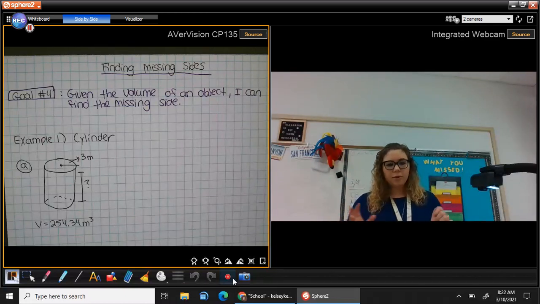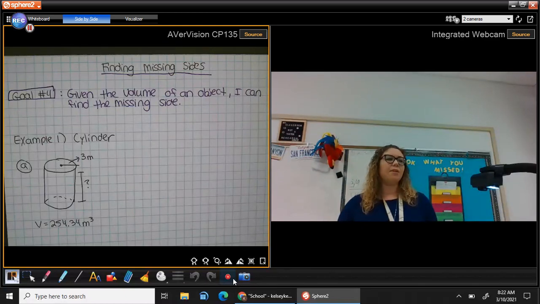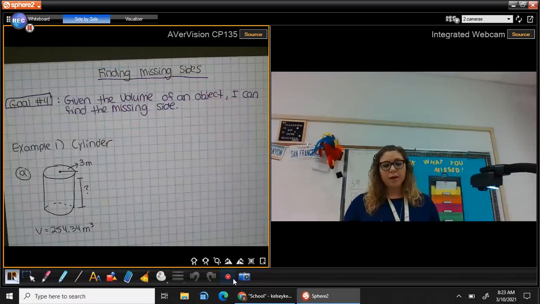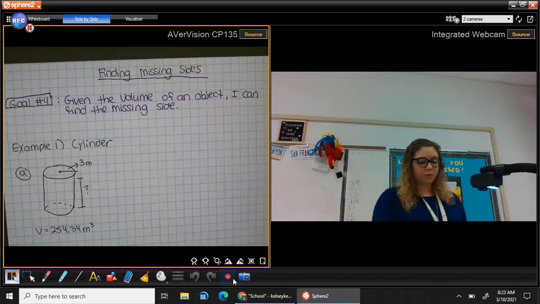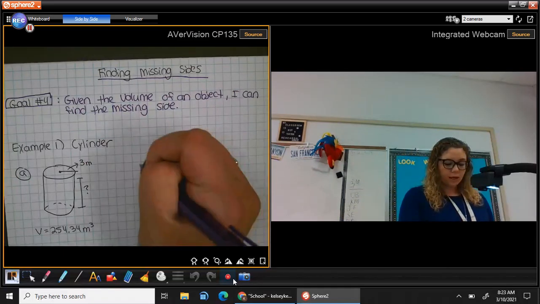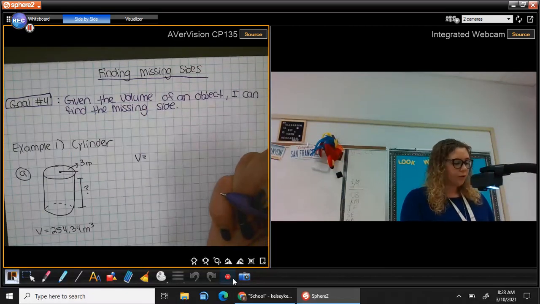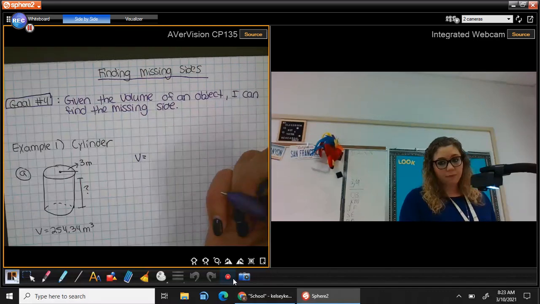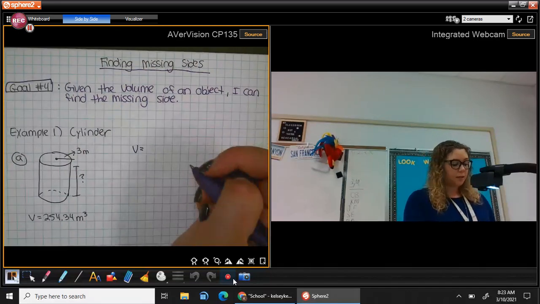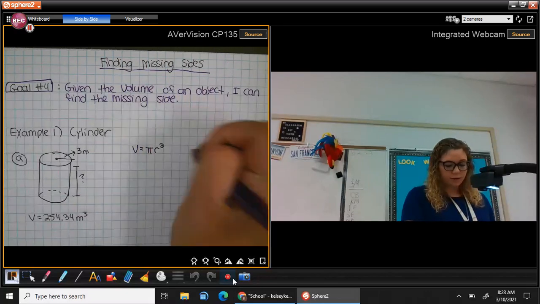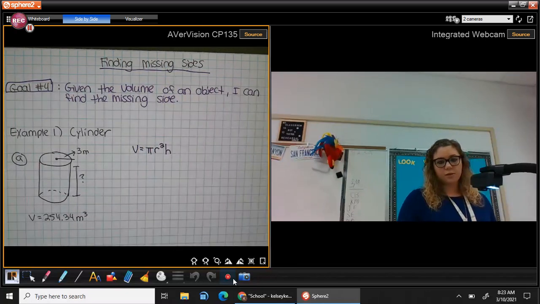Okay, so whenever we're trying to find the missing side or the missing measurement, we always want to start off with the formula. They're giving us volume. So what is the formula for a cylinder to find the volume? It's V equals, this is a good one for you to memorize because they love giving problems about cylinders on the EOG. So V equals pi r squared times h.